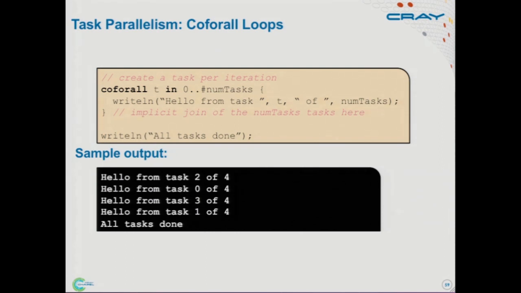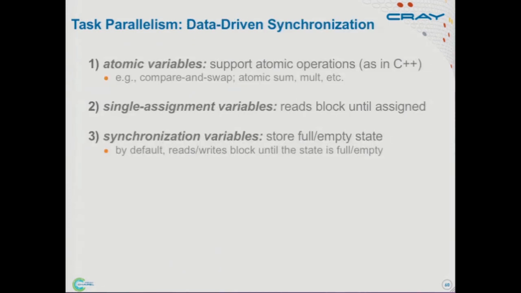All right, so having created all this parallelism, of course, in most interesting programs, you will want to coordinate between the tasks in some way. Most coordination between tasks in Chapel is done in a data-driven manner, which is to say it's through variables and data objects that we coordinate and interact between tasks. There are 3 main classes of variables that we use to do this coordination.